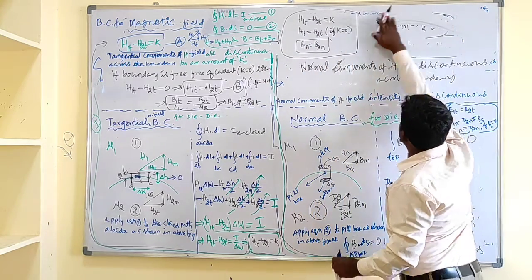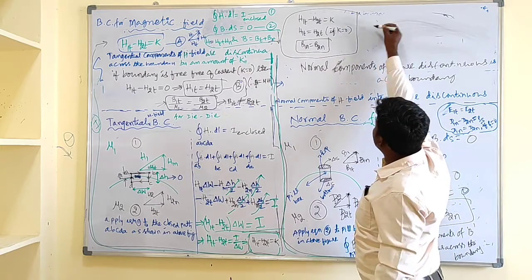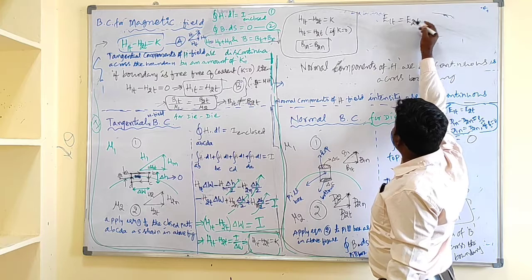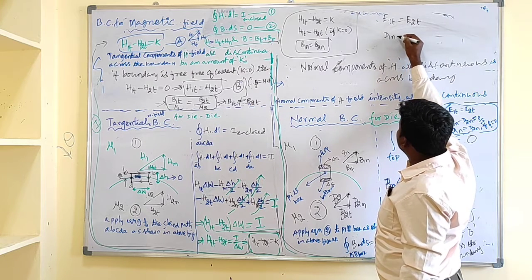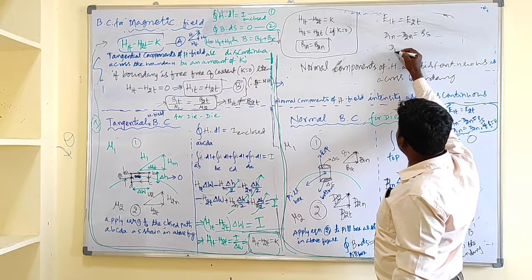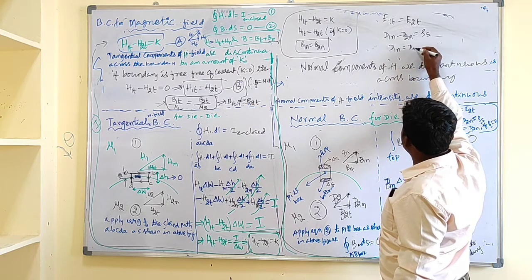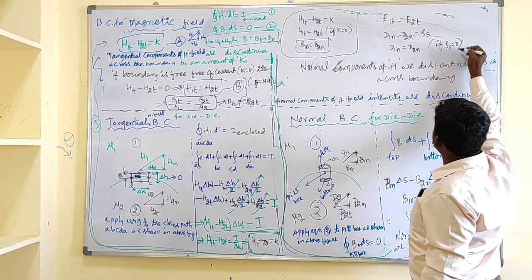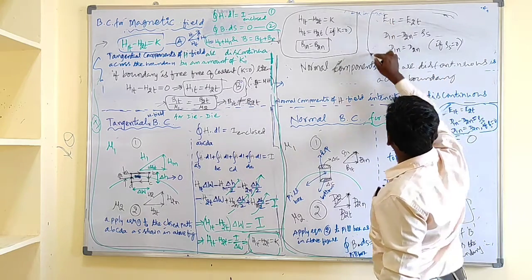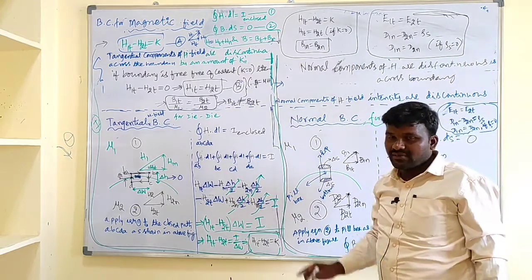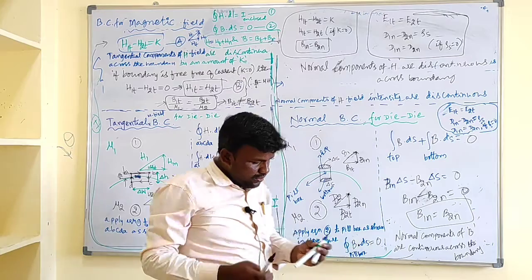And what about the boundary conditions for the electric field? Previously we derived E1t equals E2t, and D1n minus D2n equals rho s, and another one is D1n equals D2n if rho s equals 0. These are the electric field boundary conditions, and those are the magnetic field boundary conditions.